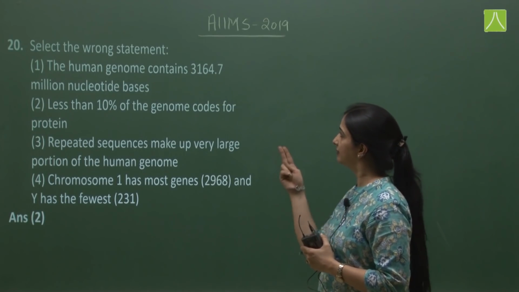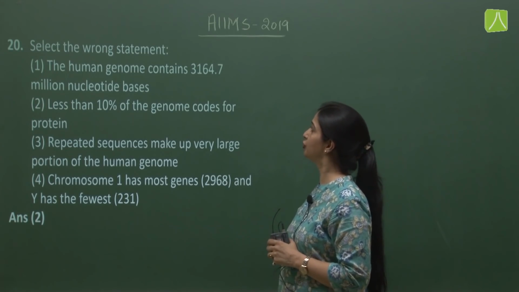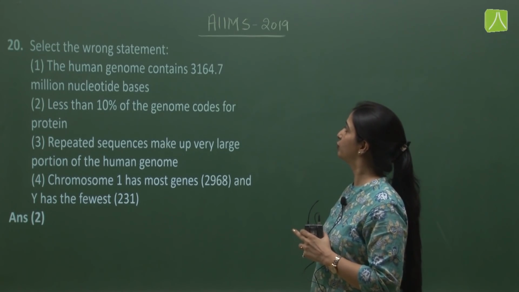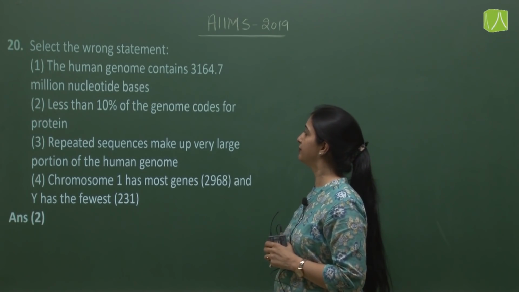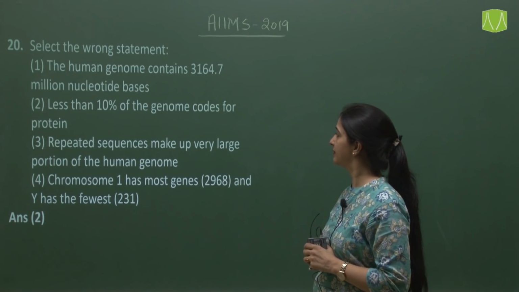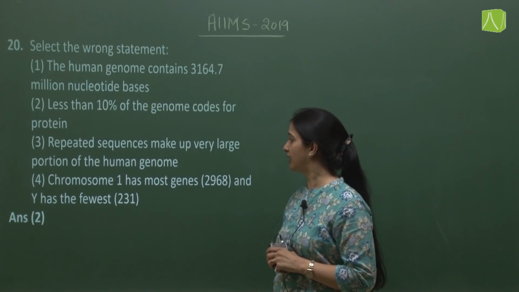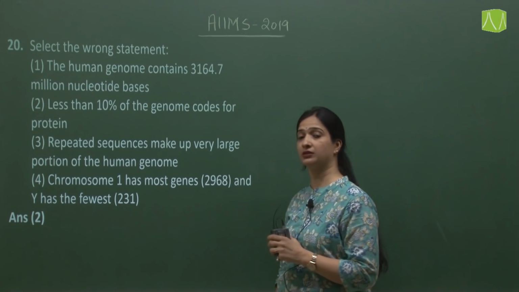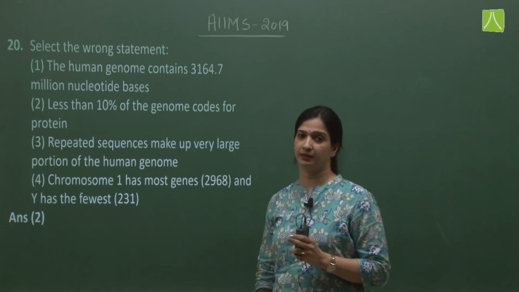Question number 20, select the wrong statement. Let us go through the options. First option is the human genome contains 3164.7 million nucleotide bases. Second is less than 10% of the genome codes for protein. Third is repeated sequences make up very large portion of the human genome. And fourth is chromosome 1 has most genes, that is 2968, and Y has the fewest, that is 231.